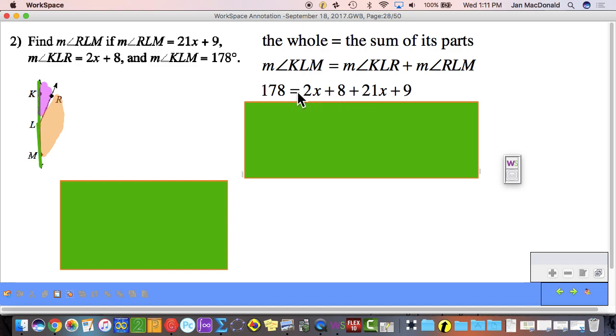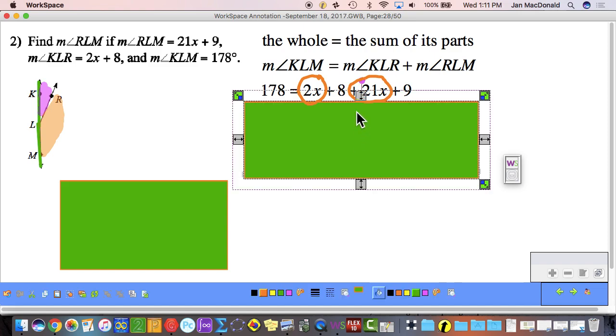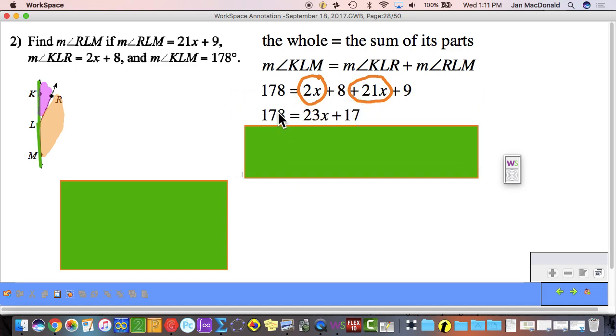Our goal is to solve for the value of the variable. Our first step is to combine like terms. That means we add variable expressions together and we add numerical expressions together. So 2x plus 21x is going to give us 23x. 8 plus 9 is going to give us 17. So our next step, we get 178 equals 23x plus 17.